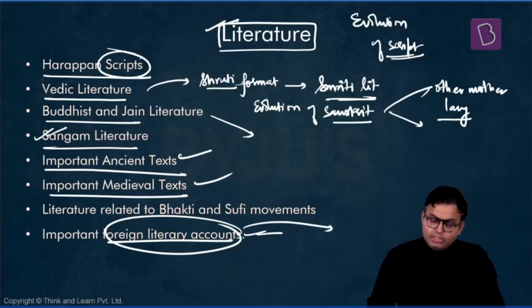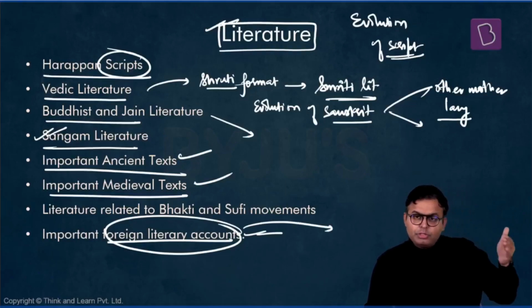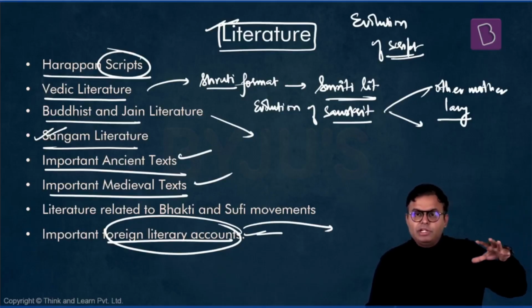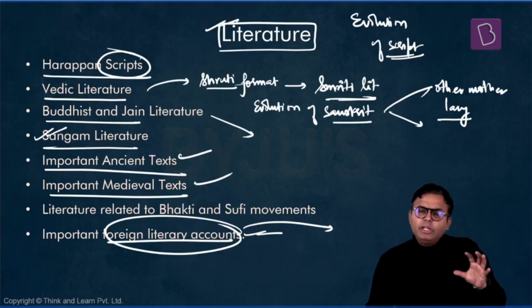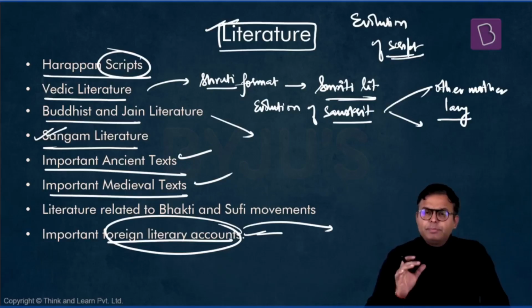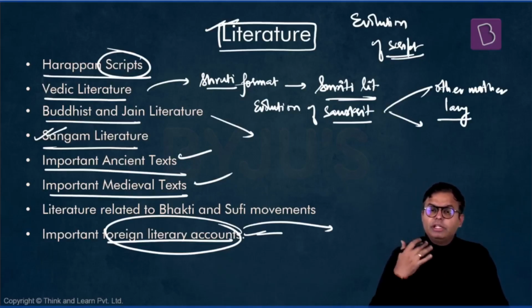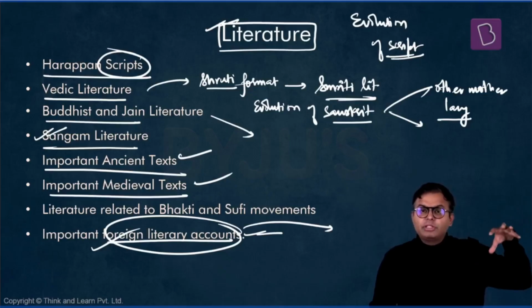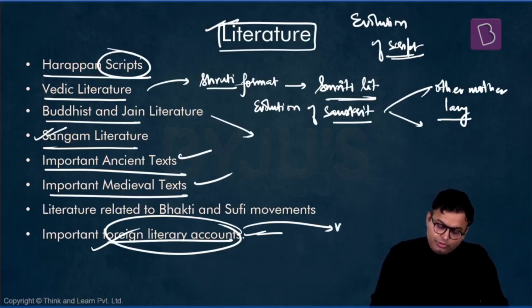Why? Because foreign travelers, first of all, speak from a neutral perspective. We find that if any poet or historian is patronized by the state, say in Akbar's court, definitely that person will have a favorable disposition towards the patron. That person will write more and there is an element of exaggeration, eulogy in the court accounts. But when we talk about foreign literary accounts, unlike the court accounts which focus upon the ruling class, upon the state, first of all, they give a neutral view.